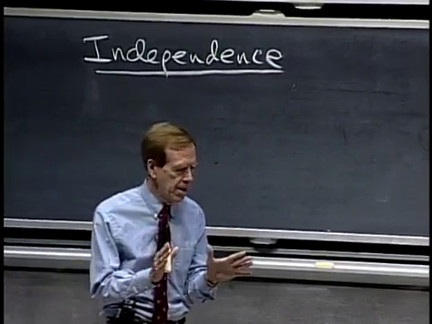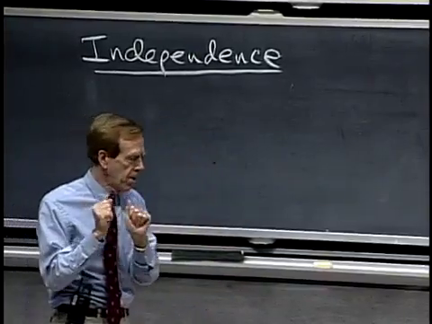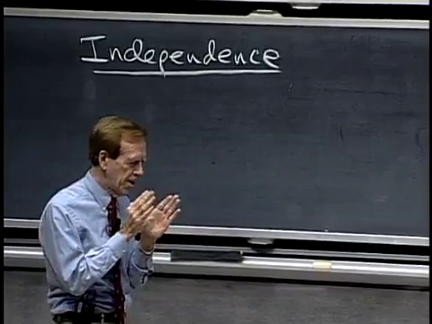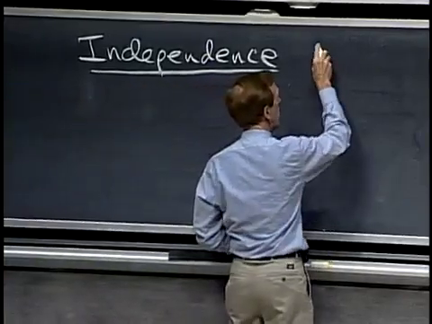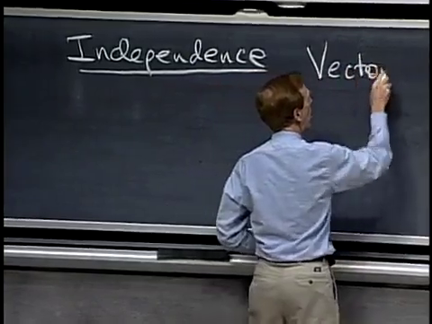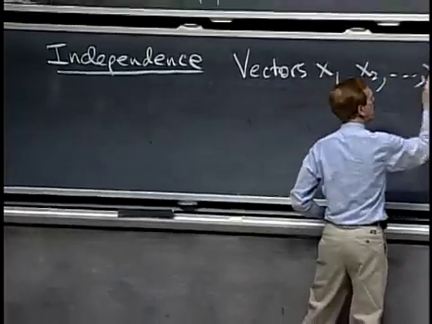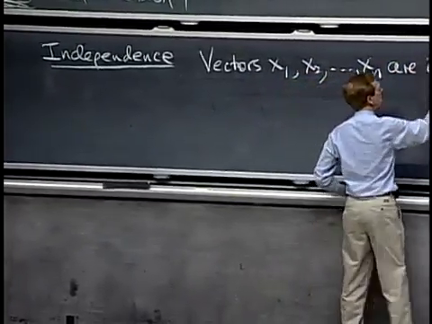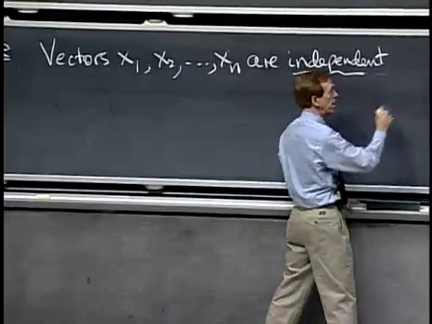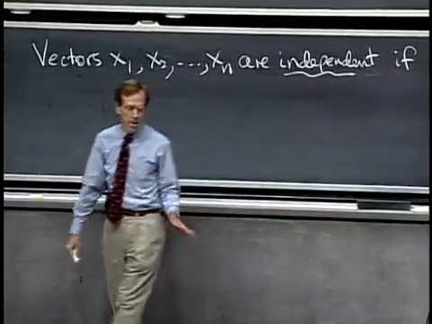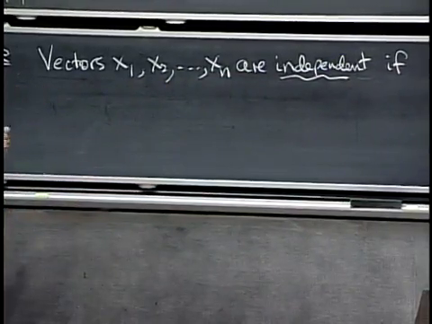I can give you the abstract definition, and I will. But I would also like to give you the direct meaning. So the question is when vectors x1, x2, up to xn, suppose I have n vectors, are independent, or linearly independent. I'll often just say and write independent for short. Okay, I'll give you the full definition.